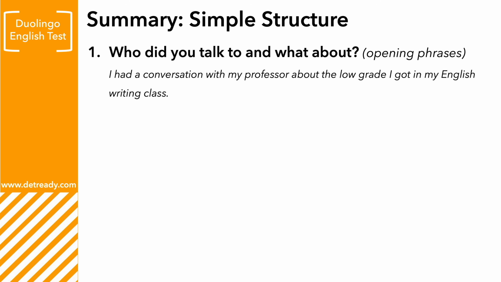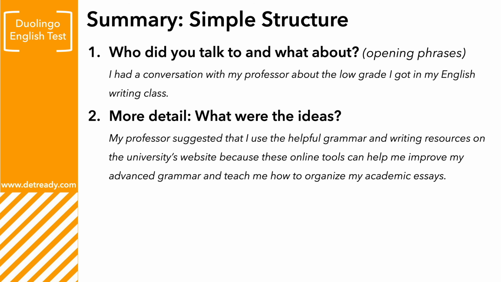For example, I had a conversation with my professor about the low grade I got in my English writing class. Step 2 is to go into more detail. Think about what were the main ideas or suggestions throughout the conversation. My professor suggested that I use helpful grammar and writing resources on the university's website because these online tools can help me improve my advanced grammar and teach me how to organize my academic essays.